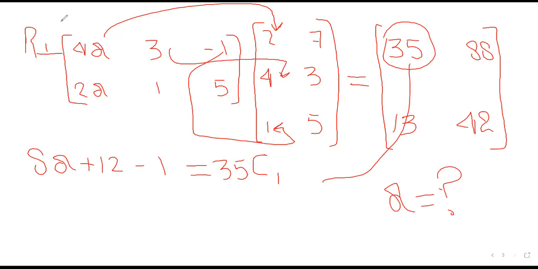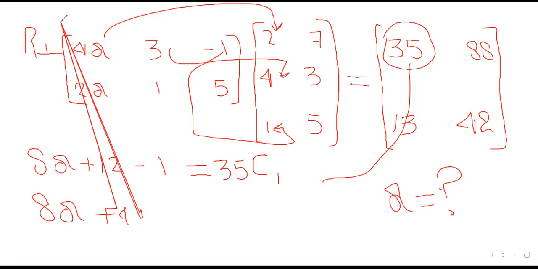We are not interested in the other quantities. So here we'll get 8a plus 11, 8a plus 11 is equal to 35.